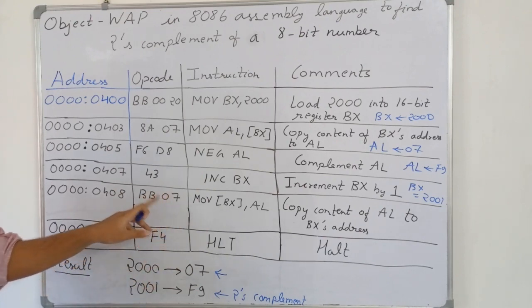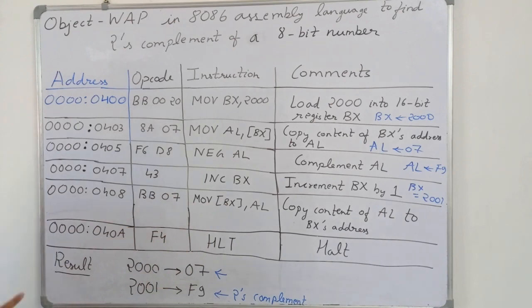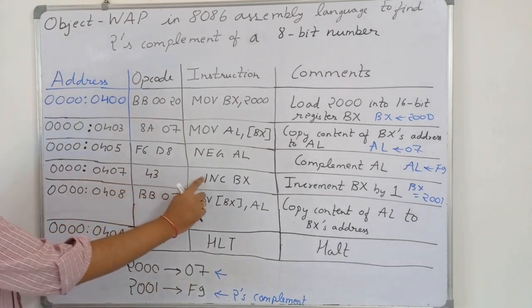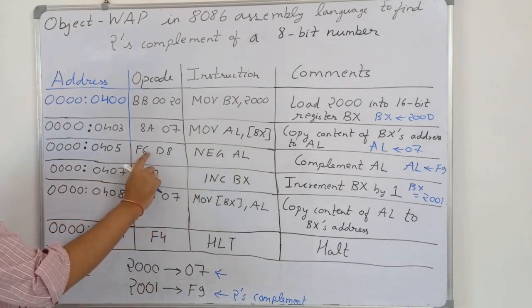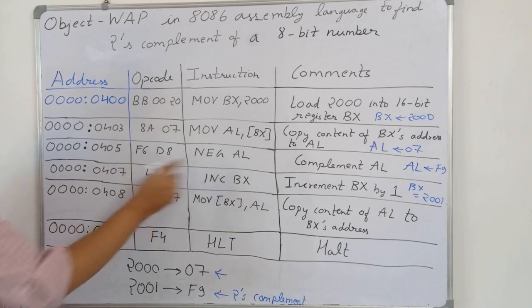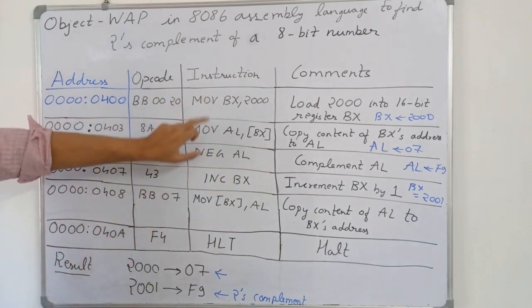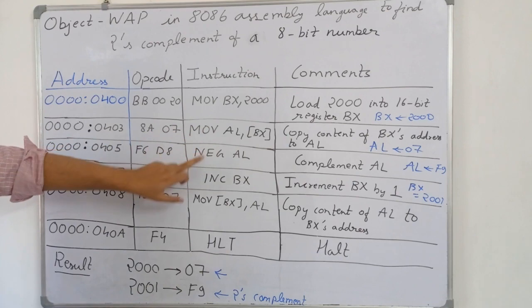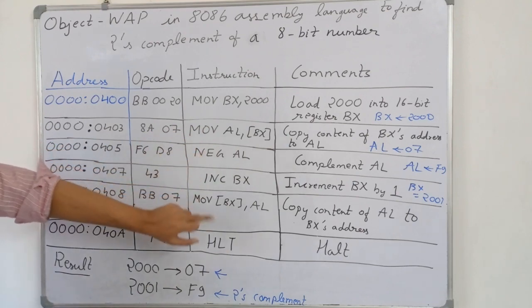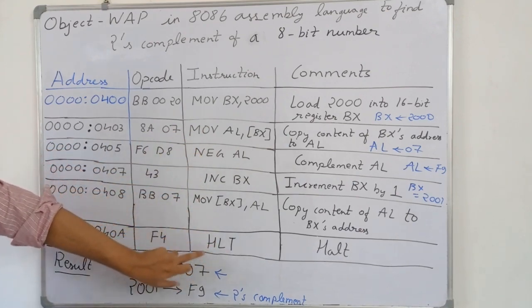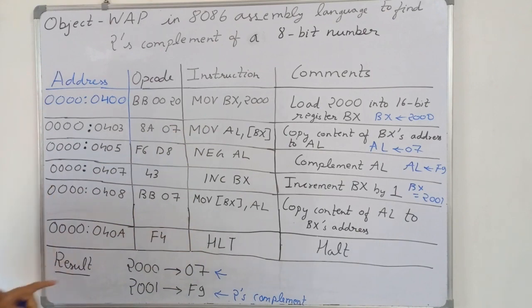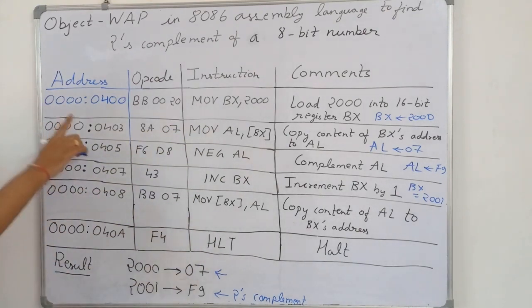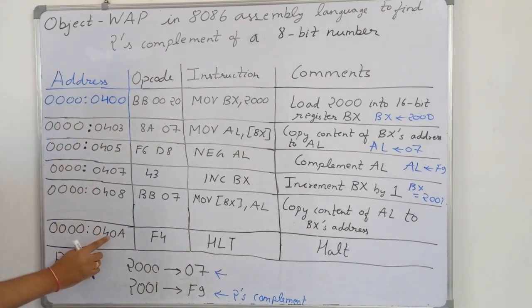BB07 is the opcode for this MOV BX, AL. 43 is the opcode for INC BX. F6 D8 is the opcode for NEG AL. So this is a 3-byte instruction, this is a 2-byte instruction, this is a 2-byte instruction, this is a 1-byte instruction, this is a 2-byte instruction, and halt is also a 1-byte instruction. So you can see our final program is ending at 0408.